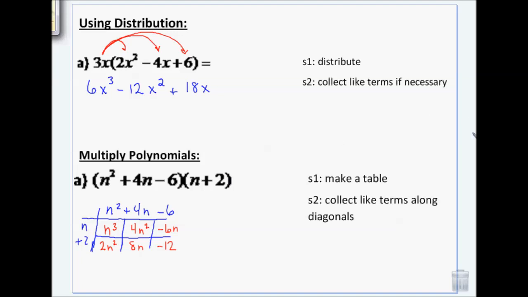And the reason the table is nice is because your like terms line up on your diagonals. So what I have is n to the third, 2n squared plus 4n squared, so that's 6n squared, 8n minus 6n, so that's 2n, and then negative 12.